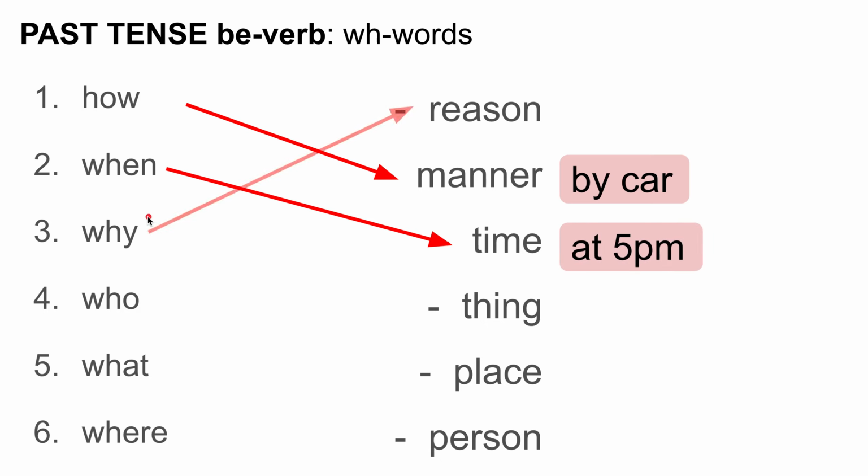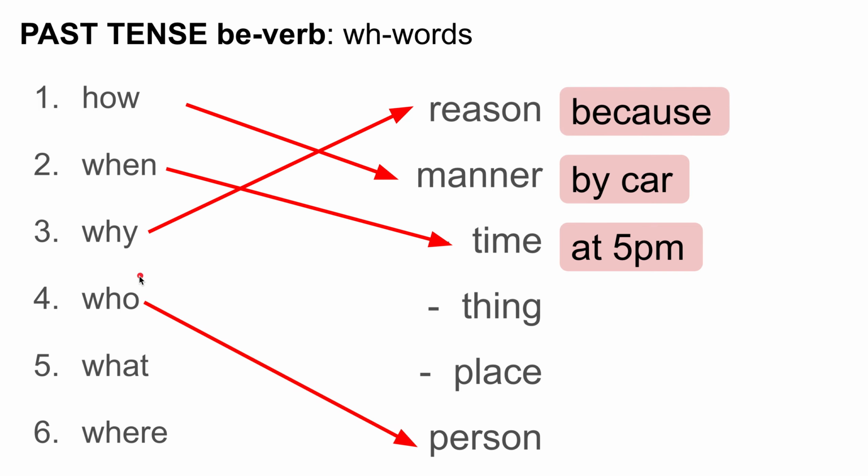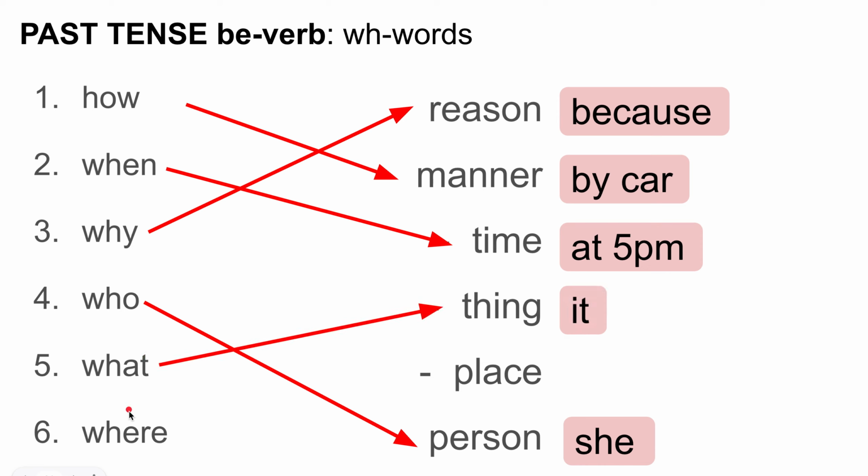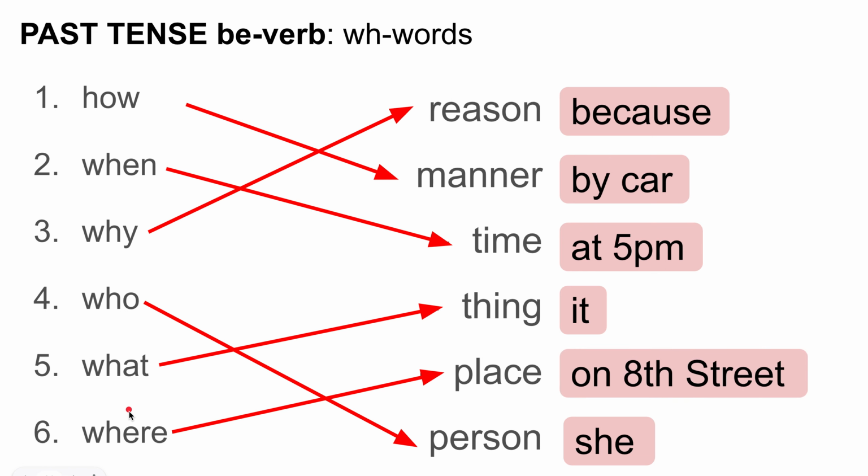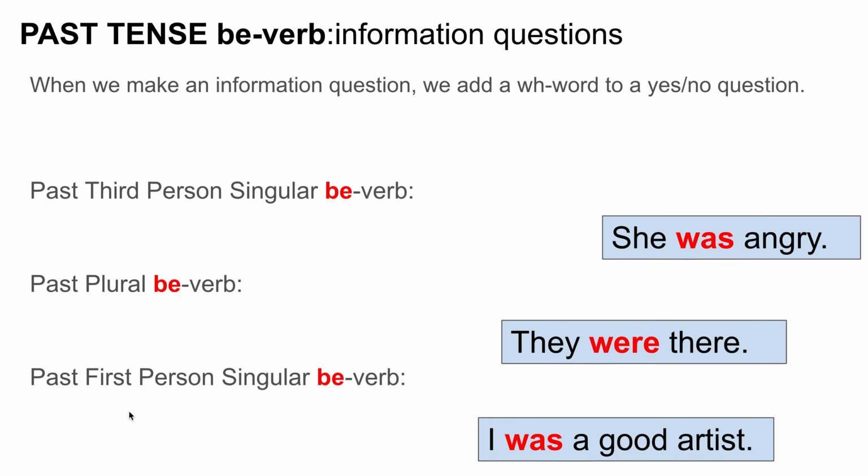Why we use for reason. Why? Because. Who we use for people, for persons. Who is she? She. What we use for things. What is it? It. And where we use for place. Where is it? On 8th Street. Okay, let's move forward now.